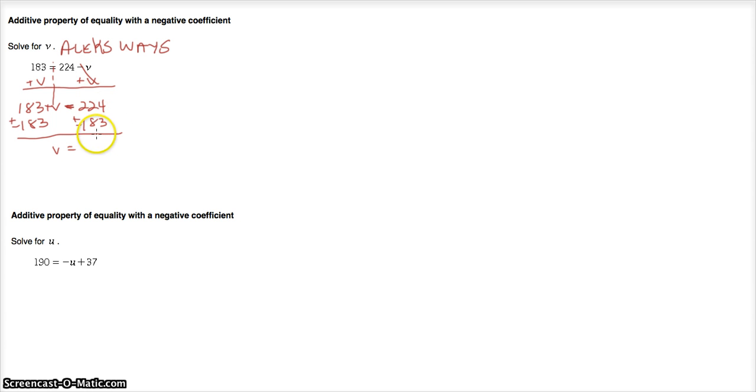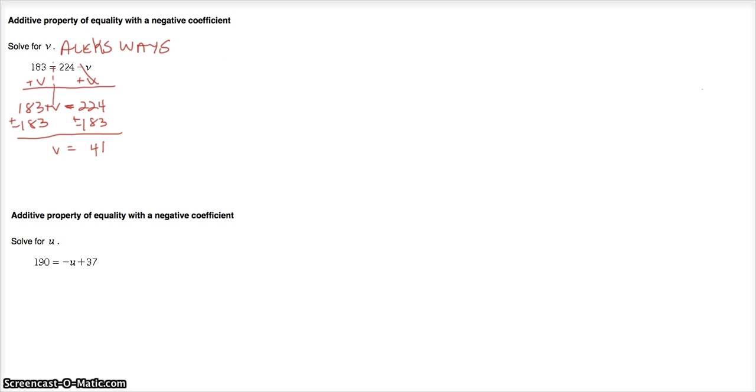Now I have to add negative 183 to both sides. And I'm going to subtract this, and when I subtract this down, I'm going to end up with 4 minus 3 is 1, 22 minus 18 is 4. So v equals 41.